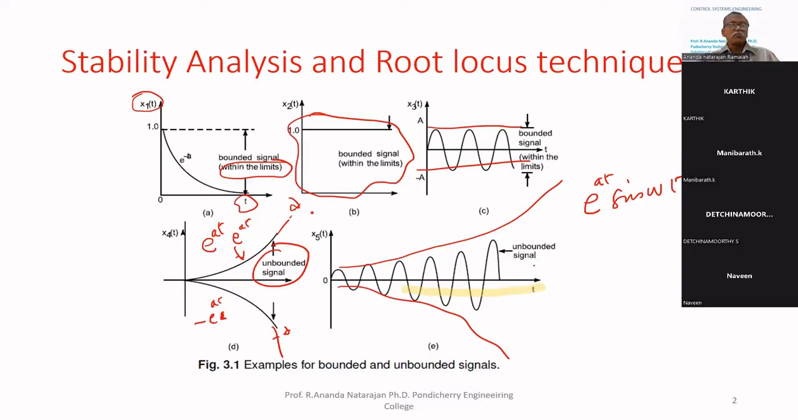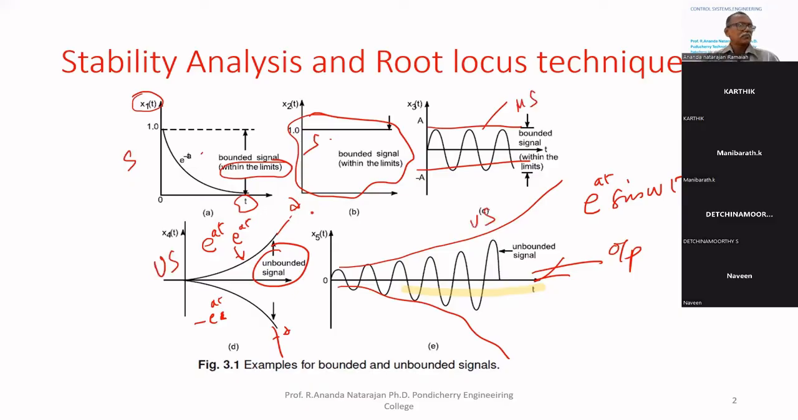If the output of the system is unbounded, then the system is unstable. If you plot the output of a system and it looks like this, this is an unstable system. This is marginally stable because it neither settles nor increases. This is a stable system. This is an unstable system.